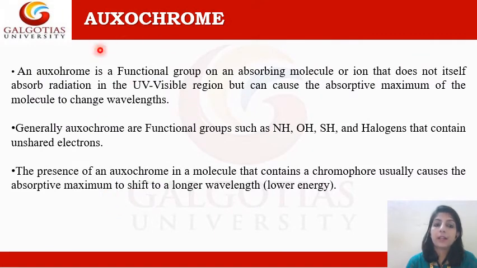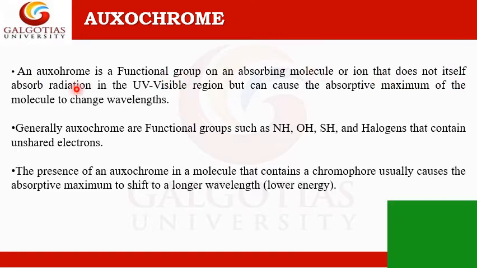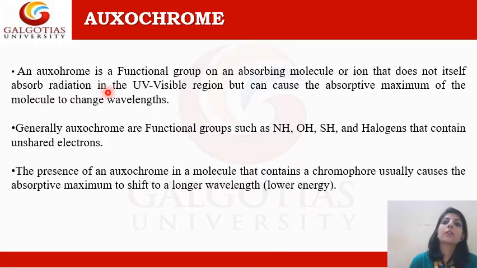Moving forward, we can have oxochrome. An oxochrome is a functional group or an absorbing molecule or ion that does not itself absorb radiation. Chromophores are those particular molecules which will absorb your incoming radiation. These are responsible for absorbing UV visible radiation, whereas an oxochrome as such does not itself absorb the UV visible radiation, but it can cause the absorption maximum of the molecule to change its wavelength.